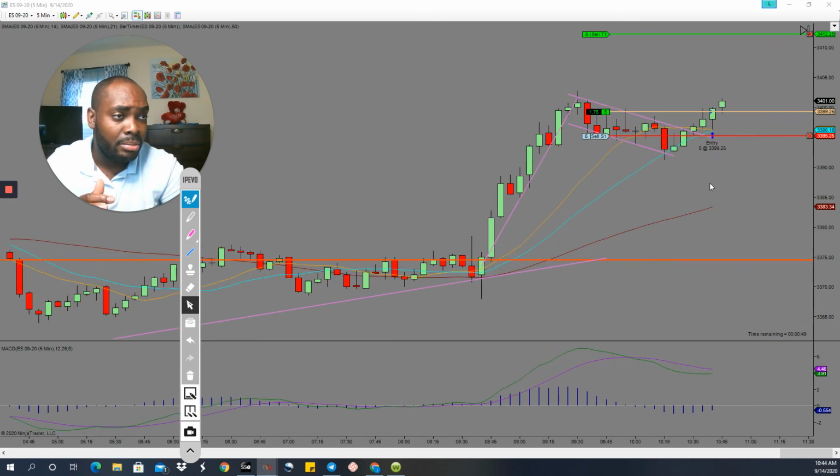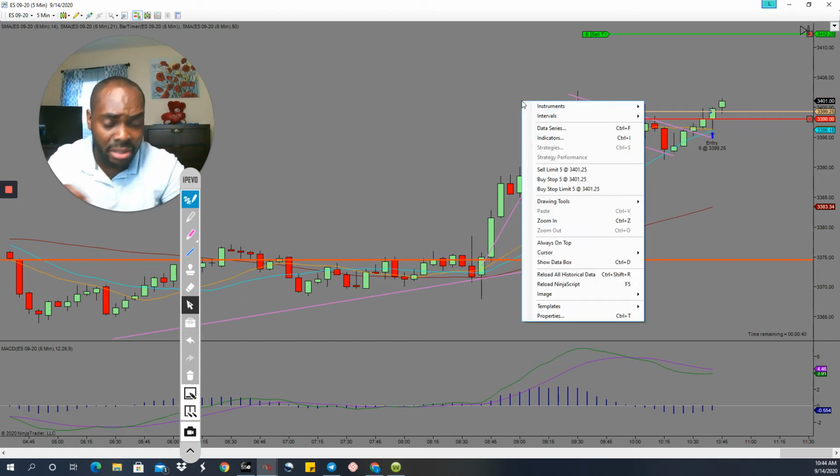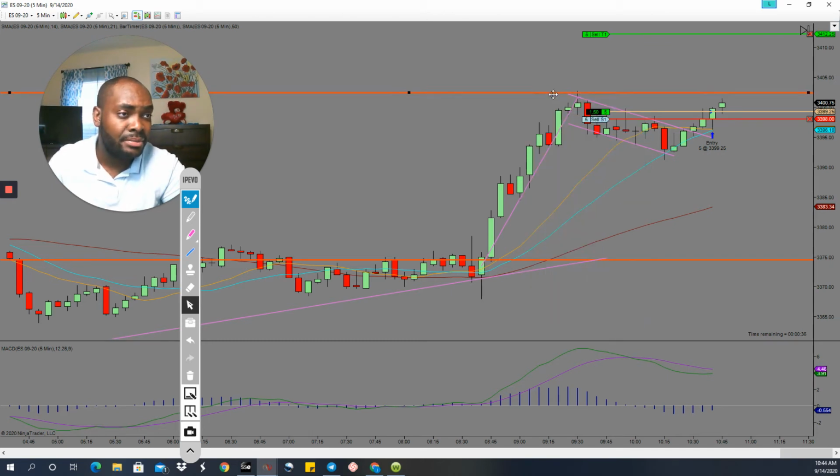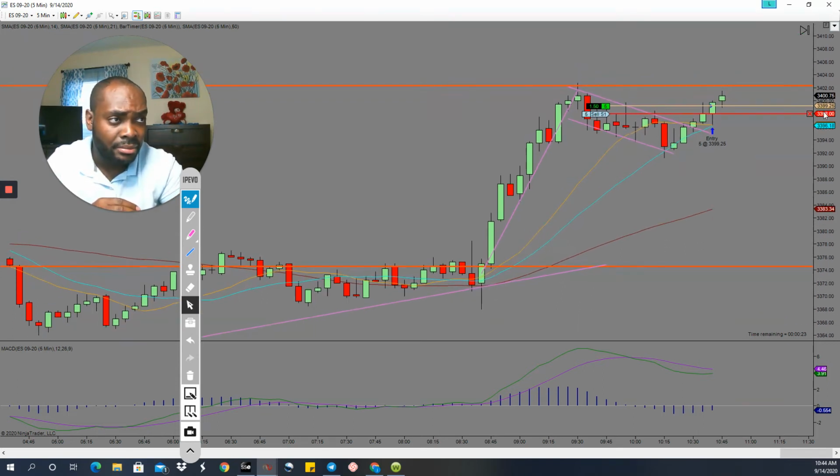We're currently up almost 2 points, and now at this point I'm gonna move my stop loss up just a little bit. I'm gonna snap a line right at the last resistance level, so that when price gets to that level, I can actually see how price is behaving and what I need to do at that point. Okay, that's very, very important.